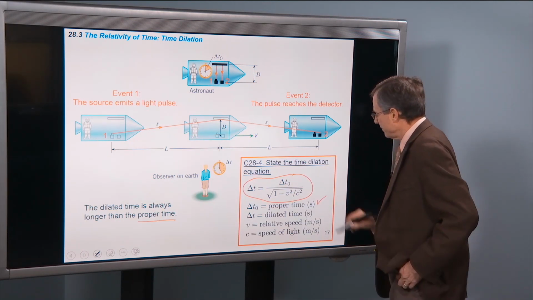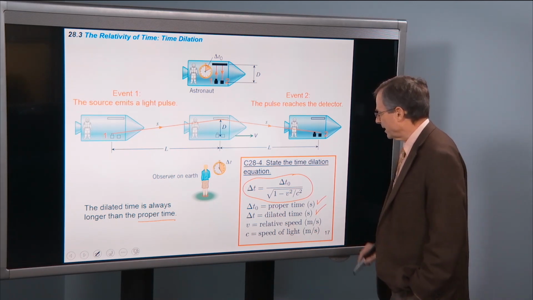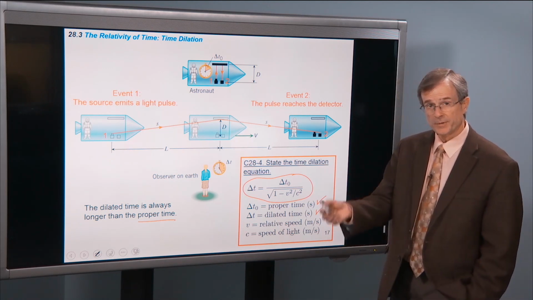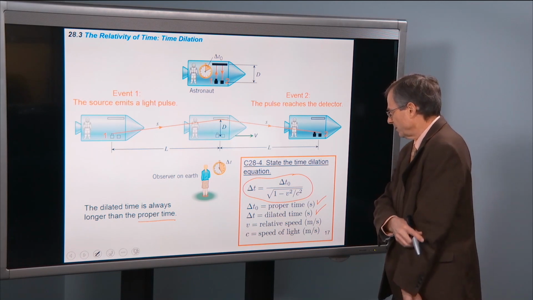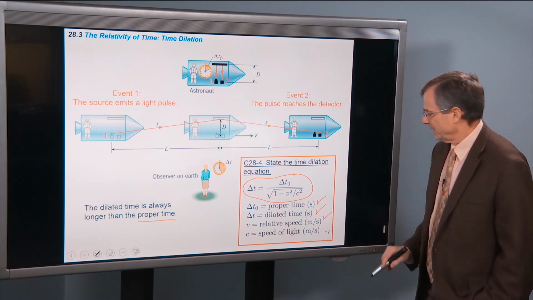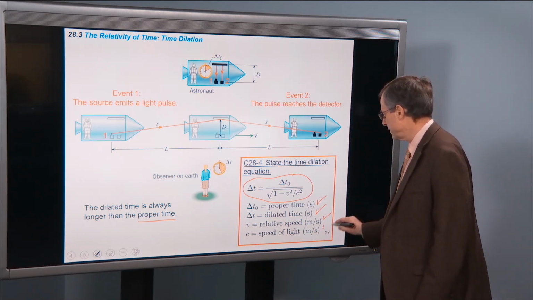So this is the time measured by somebody who sees the events occur in the same place. The dilated time is the time seen by anybody else observing that's not in that particular reference frame. The relative speed is v. Everything's relative, right? And then c is the speed of light.